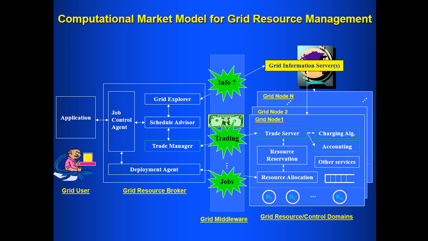Two issues in these negotiations between the trade manager and trade server are the cost for running the job and when the job will be completed. To perform these audits, trade server works with two other modules, charging algorithm and accounting. Resource reservation is another component of grid node.